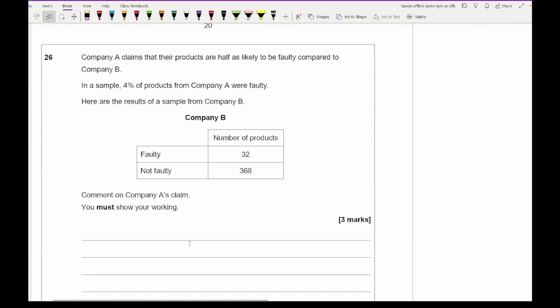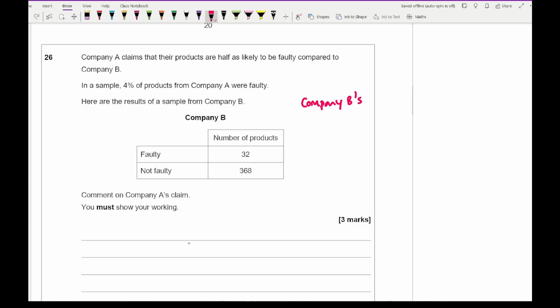Then moving on to our last question, it says Company A claims that their products are half as likely to be faulty compared to Company B. In a sample, 4% of the products of Company A were faulty. Here are the results of a sample of Company B. And the question is asking us to comment on Company A's claim. So for this, what we need to do is work out what percentage of Company B's products were faulty.